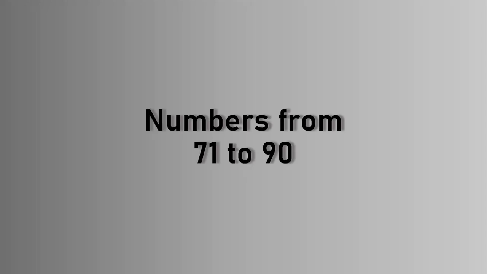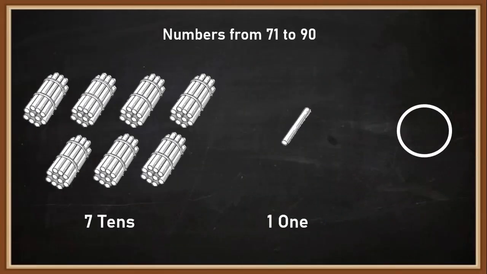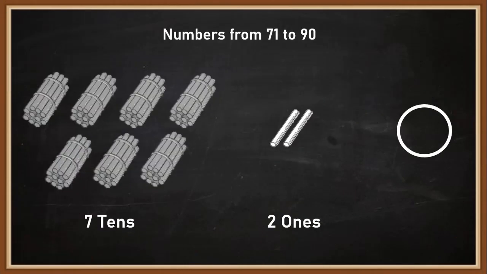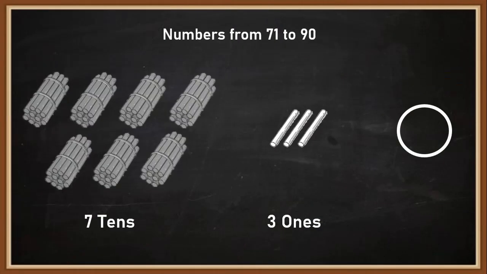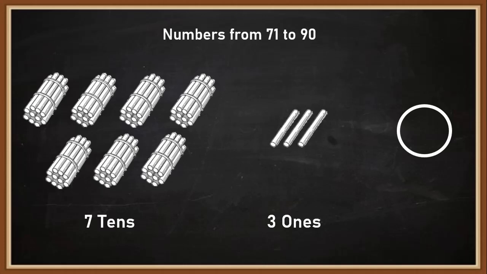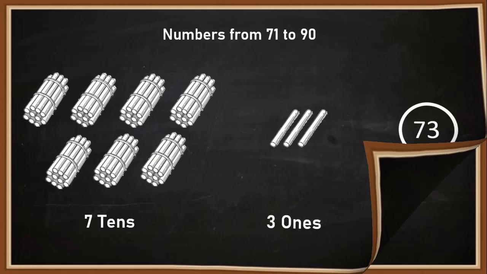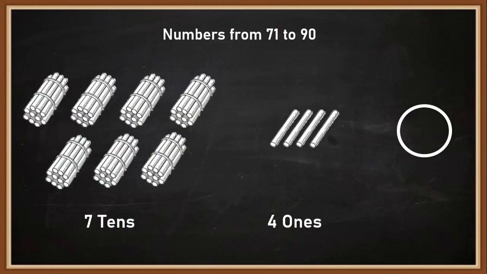Subtopic: Numbers from 71 to 90. 7 tens and 1 one is 71. 7 tens and 2 ones is 72. 7 tens and 3 ones is 73. 7 tens and 4 ones is 74.